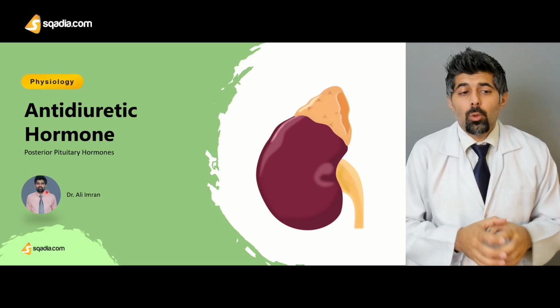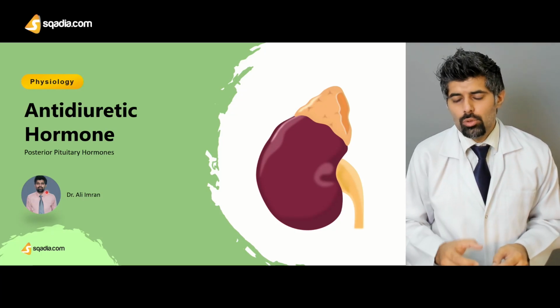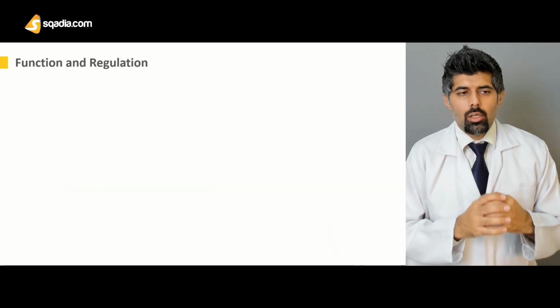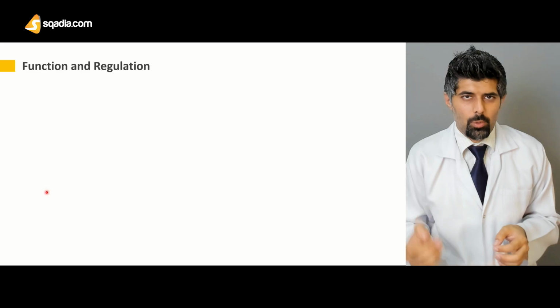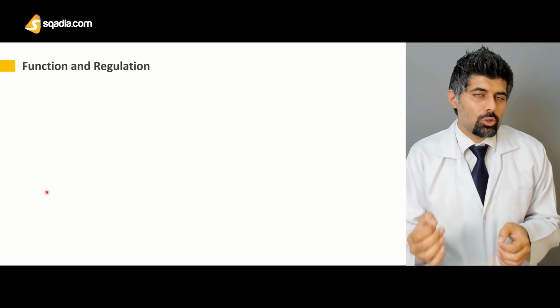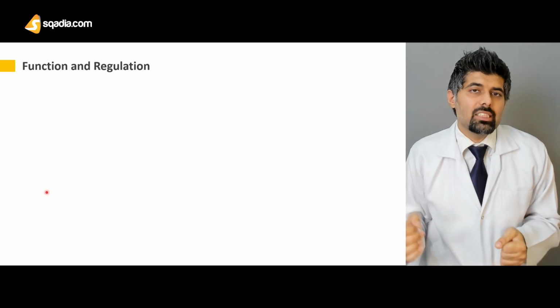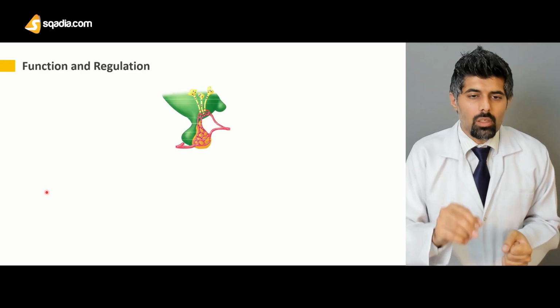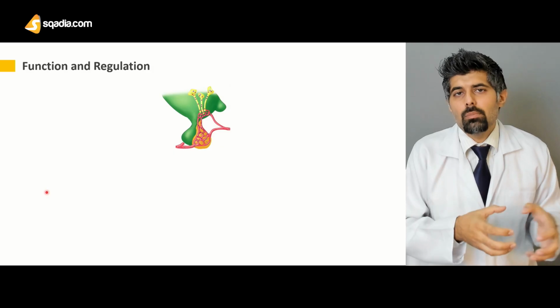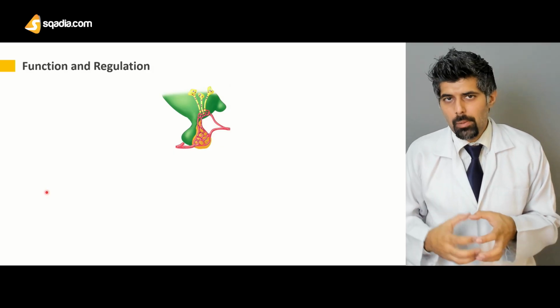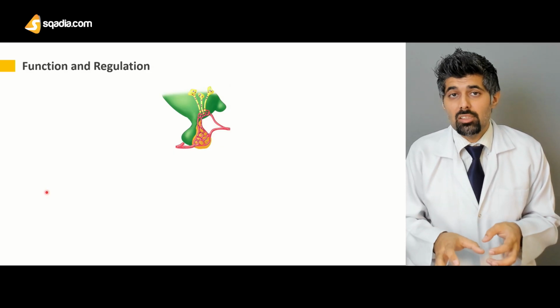Now let's talk about the antidiuretic hormone. We have already studied the structure of the antidiuretic hormone. Now let's talk about its function and its regulation. As we already know, ADH comes from the posterior pituitary, but the posterior pituitary doesn't synthesize it.